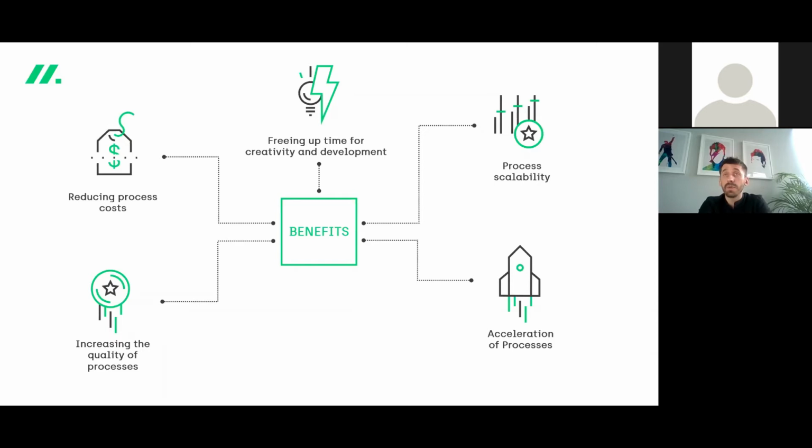Then using robots makes it easy to scale up the process. From the robot's perspective, it's not an issue to process 100 transactions or 1,000 transactions. It's really easy to scale it up. Then we can also use robots to accelerate the processes.